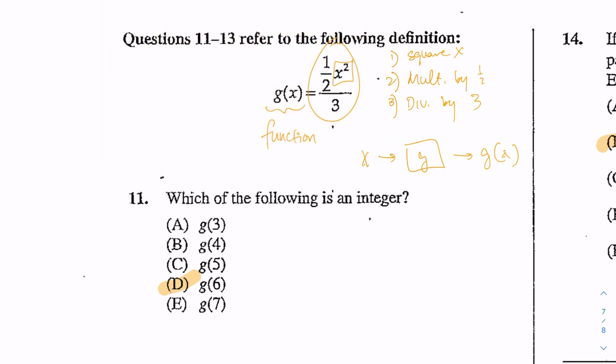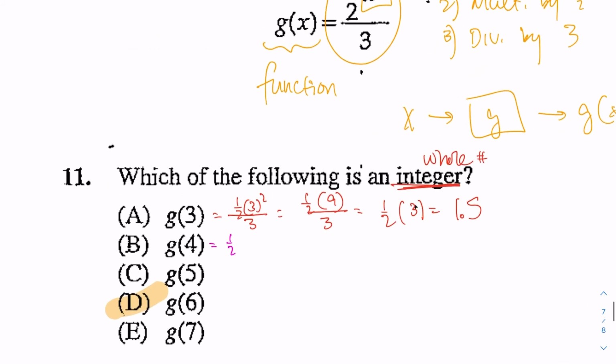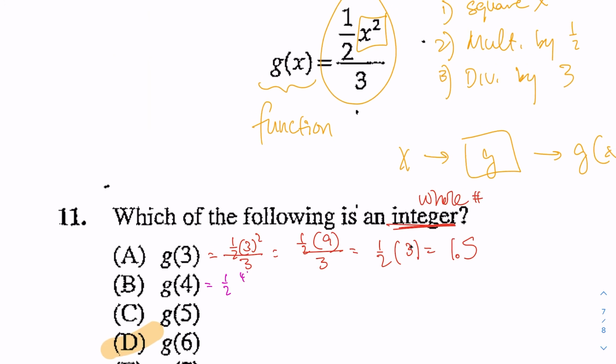So we'll just go through all the choices. So g of 3, for example, will be 1/2 of 3 squared divided by 3. So that's 1/2 of 9 over 3. And that's 1/2 of 3, which is 1.5. That's not a whole number. Remember, an integer is a whole number. All right, so then try 4. That's going to be 1/2 of 4 squared divided by 3. So that's going to be 1/2 times 16 over 3. And that's 8 divided by 3, which is not a whole number.